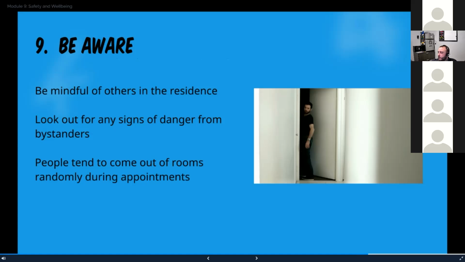Number nine, be aware of what's around you. Be mindful of how many people are in the residence. I don't know how many times I've been on calls and people just pop out of nowhere and you're like, where the hell did that person come from? Look out for any signs of danger from bystanders. Look at the home, make sure you don't see a lot of drug use or things that you might be concerned about. Obviously, once again, people tend to come out of nowhere.